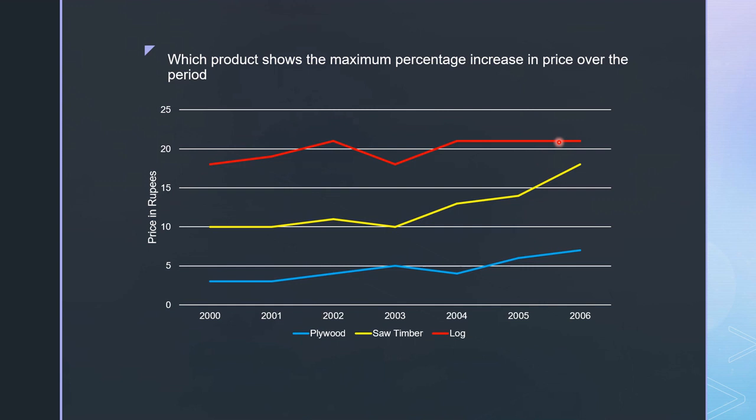Okay, so the options are: option A, saw timber; option B, plywood; option C, log; and option D, none of the above. So what is the question? Which product shows the maximum percentage increase in price over the period? Over the period means we have to calculate the first value and the last year value. That means we have to consider the 2000 value and the 2006 value.